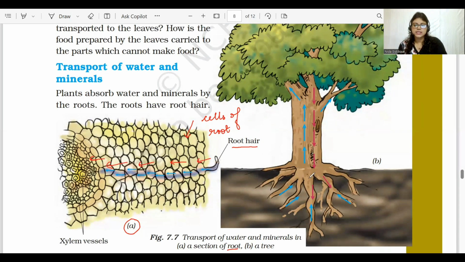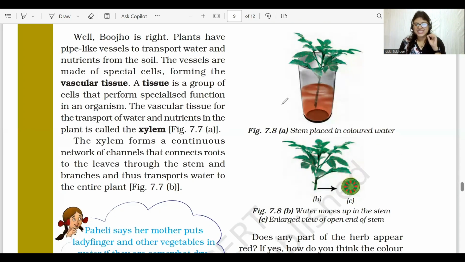Similarly, we can see here, this is the root part that is in contact with the soil. And in the soil, there is water present between the soil particles. So again, this water is going to be absorbed by the root and it will be transported up. Can you all observe this arrow? This blue color represents the water that is moving upwards in the plant's body. Remember, Bhuju has made a guess. He said that there could be a presence of pipe in the plant's body.